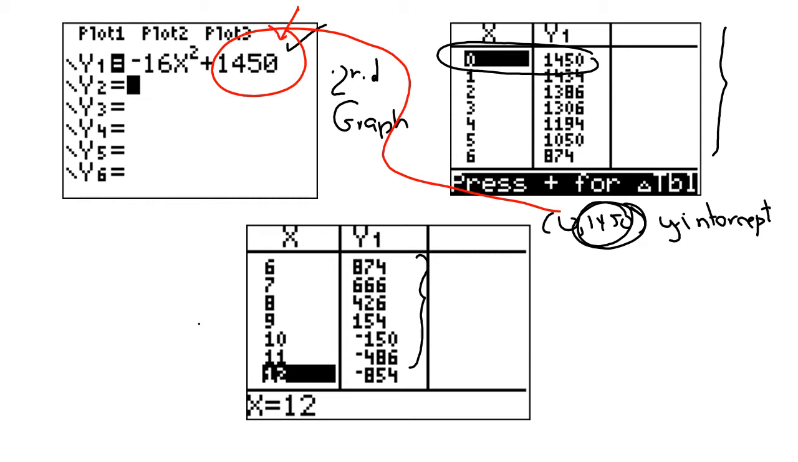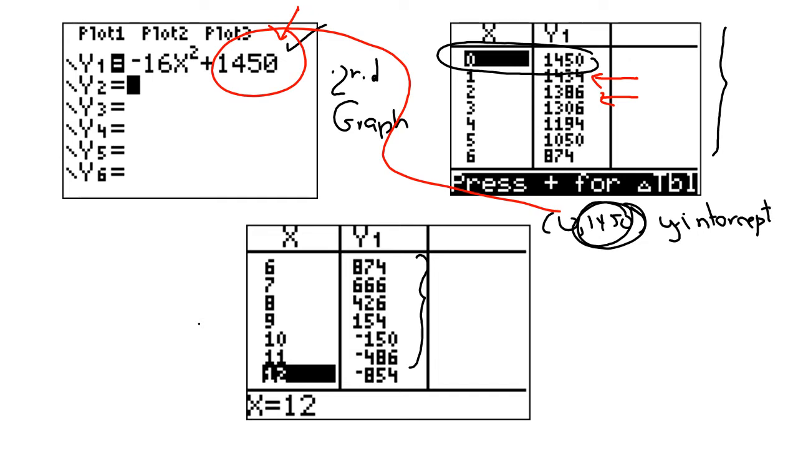Okay, now one thing that we can see by looking at the table is that after 1 second, the ball has gone down to 1,434 feet. After 2 seconds, the ball has gone down to 1,386 feet. Okay, so is this graph or this table a representation of a linear function? Well, let's see if it is.